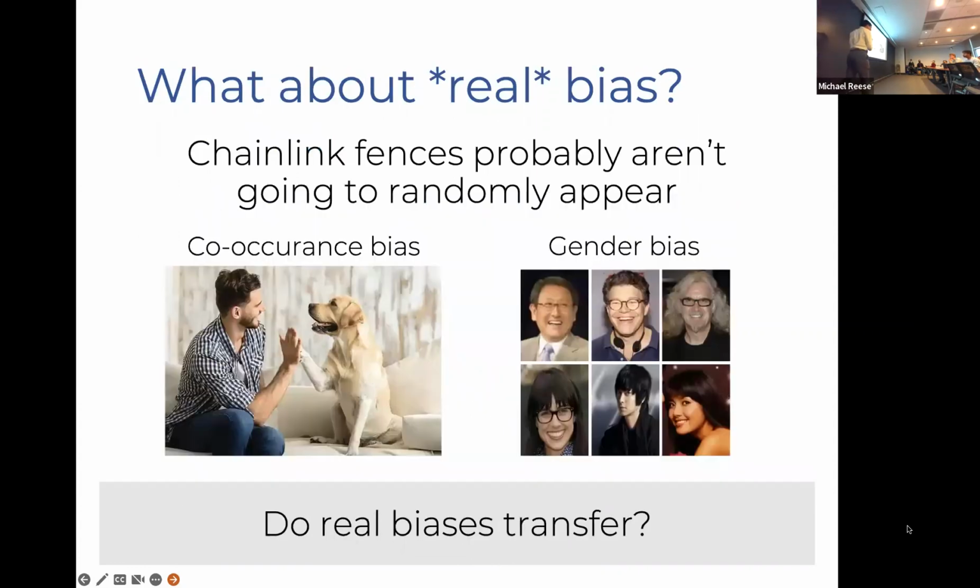Okay, so now you might be thinking, all right, well, that's cute. I can add chain link fences to all my images and mess everything up. But okay, you might be asking, Eric, what about real biases? Because chain link fences aren't just going to start popping up out of nowhere in all of your data. So for the last example, let's take a look at two real occurrences of biases that occur in actual data. The two types I'm going to talk about are co-occurrence bias and gender bias. And now the question is, do these real biases that occur both at training time and naturally at test time transfer?